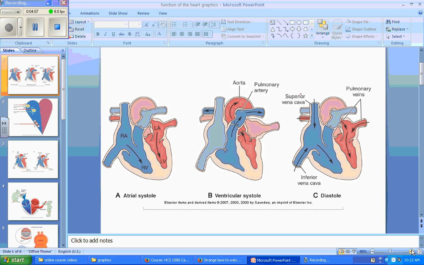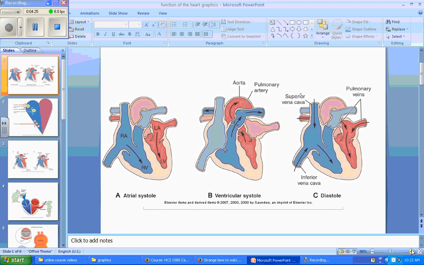During ventricular diastole, the relaxation phase, those semilunar valves close because the pressure in the aorta and the pulmonary artery is greater than the pressure in the ventricles. Therefore, the semilunar valves close, preventing retrograde flow. The term retrograde flow refers to reverse flow.